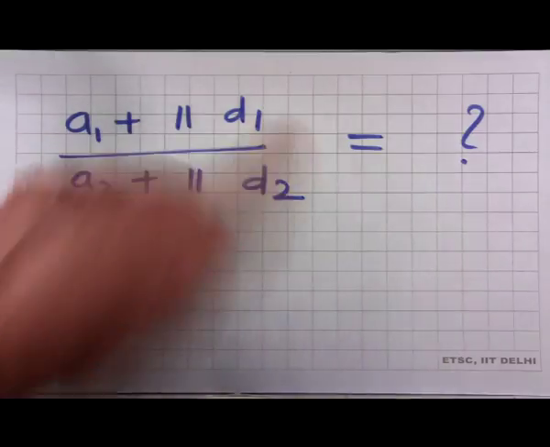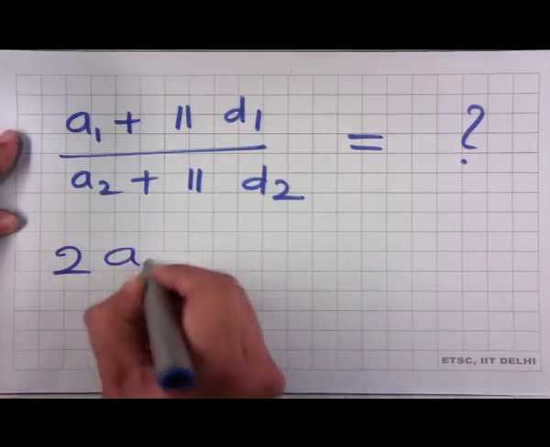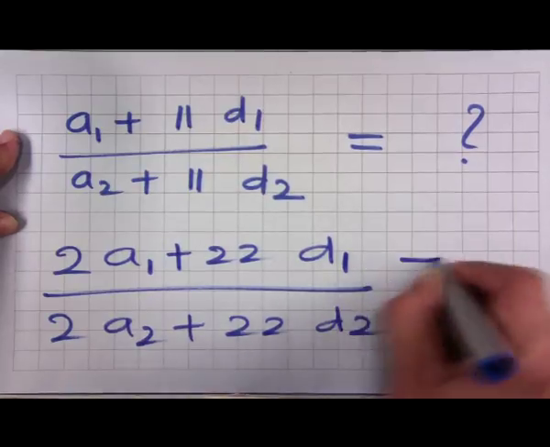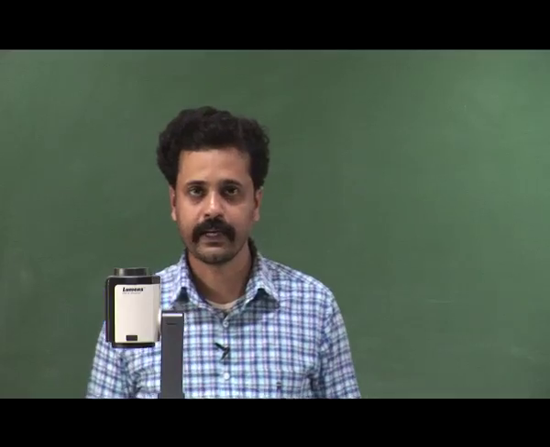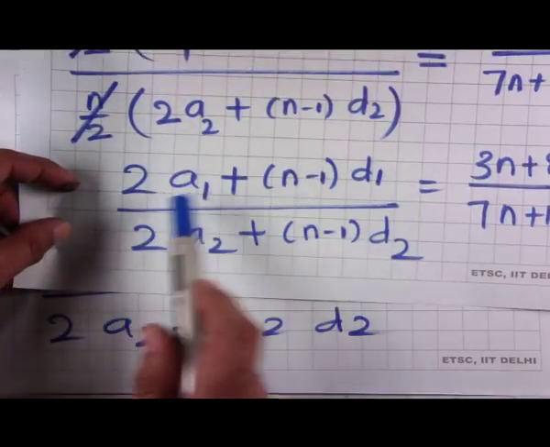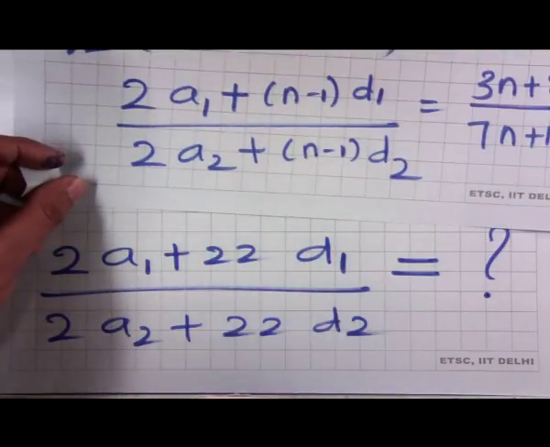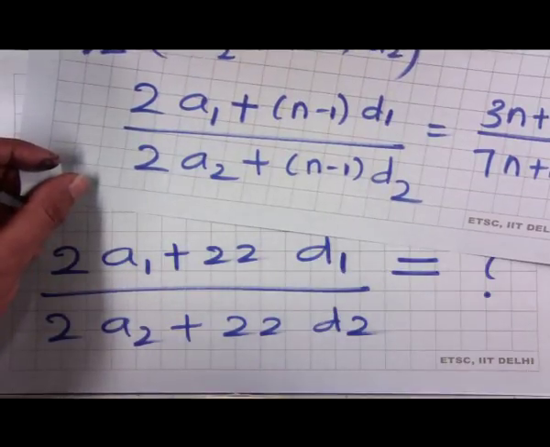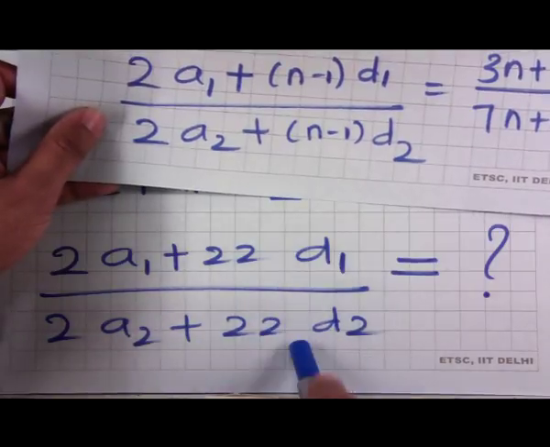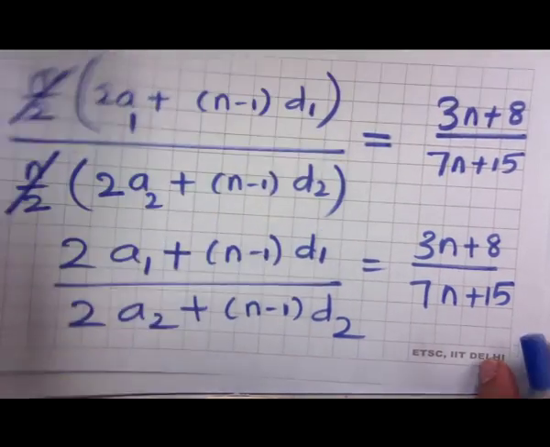Finding the ratio a1 plus 11 d1 by a2 plus 11 d2 is equivalent to finding 2a1 plus 22 d1 by 2a2 plus 22 d2. I multiplied numerator and denominator by 2. Now, see what we have. What we have is the ratio of 2a1 plus n minus 1 into d1 with 2a2 plus n minus 1 into d2. In place of n minus 1, we need 22. That is, n is equal to 23. Therefore, the required ratio can be obtained by putting n equal to 23 in the given equation.